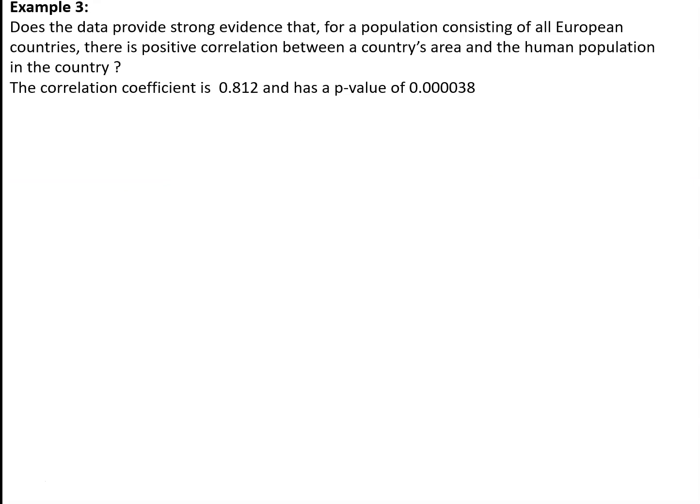Another example now. Does the data provide strong evidence that for a population consisting of all European countries this time, so we're just considering European countries, there is positive correlation between a country's area and the human population of those countries? The correlation coefficient is 0.812 and has a p-value of 0.000038.